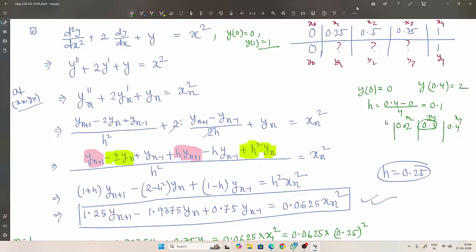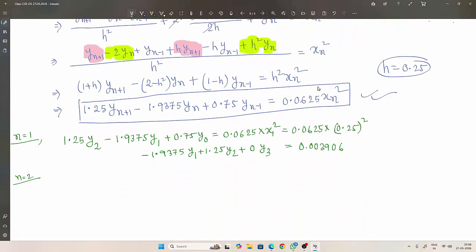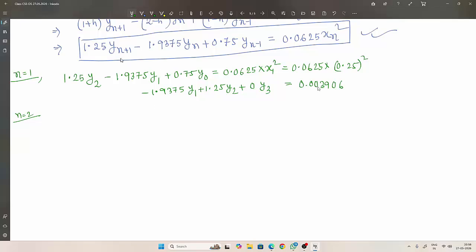So you should practice more problems so that you understand this. Okay, but don't be confused with that problem. Here h is 0.25, so the intermediate points are directly calculated by stepping 0.25 forward from the previous value. Now put n equal to 2 and prepare the next equation. If you put n equal to 2, what is the value?